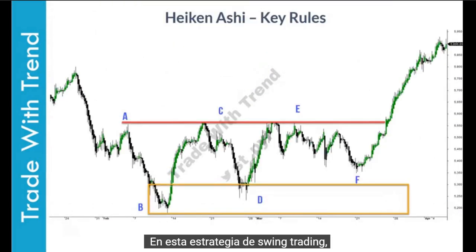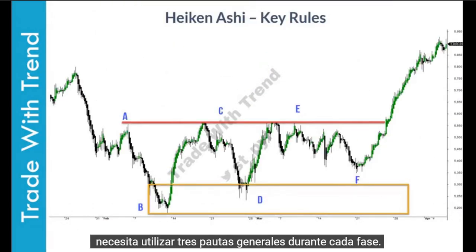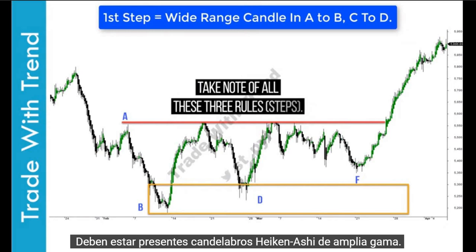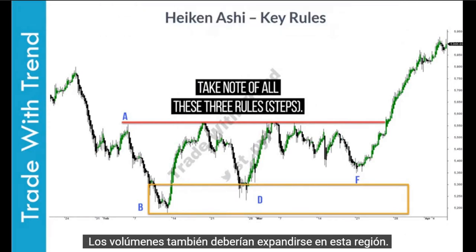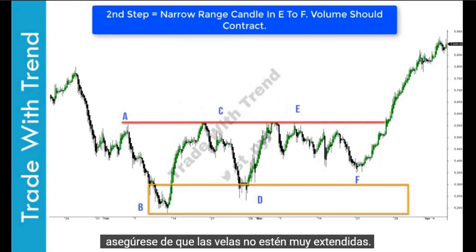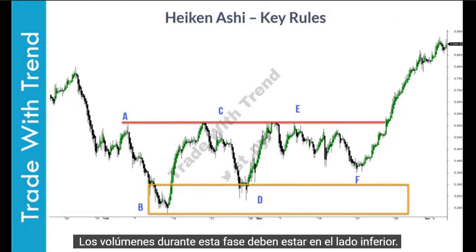In this swing trading strategy, you need to use 3 broad guidelines during each phase. In swing move from A to B and C to D, wide range Heiken Ashi candlesticks should be present. Volume should also expand in this region. When it comes to E to F, make sure candles are not wide in range. Volumes during this phase should be on the lower side.